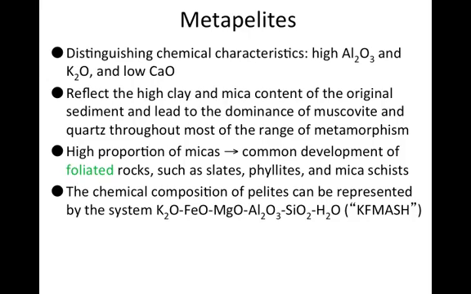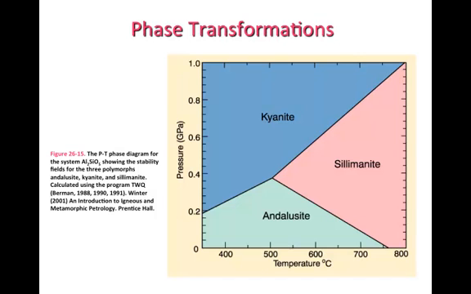And the chemical composition of pelites can be represented basically by a system that contains potassium, iron, magnesium, aluminum, silica, and water. Iron and magnesium aren't making up a large proportion of those chemical components, but they're present. And we can abbreviate this chemical system as KFMASH.